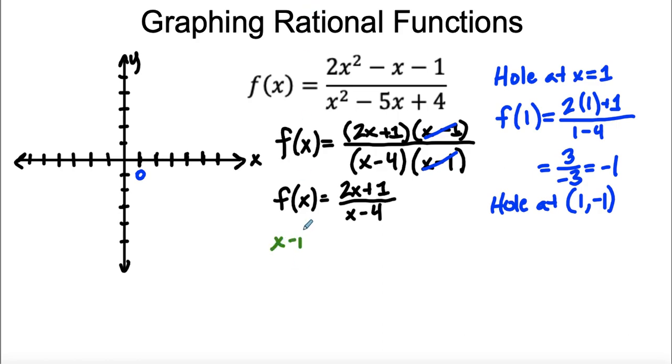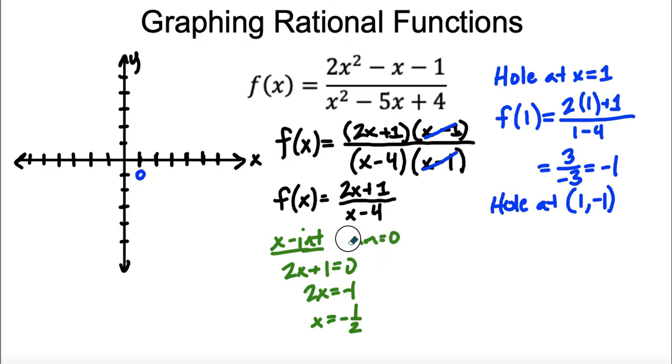Okay, let's do the x and y intercepts next. When I get the x-intercepts, I just need to put the numerator equal to 0. So 2x plus 1 equals 0, which means 2x equals -1 and x equals -1/2. So my x-intercept is -1/2, 0. I'm going to keep that info here, and I'll put that point right on the graph. There's my x-intercept.